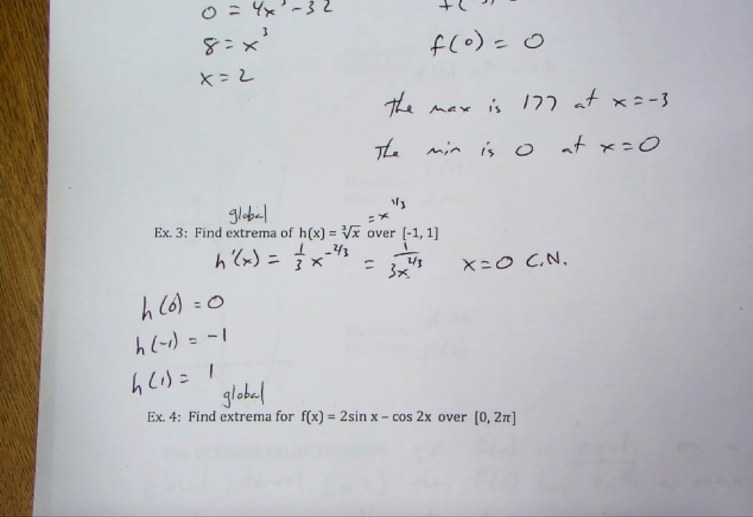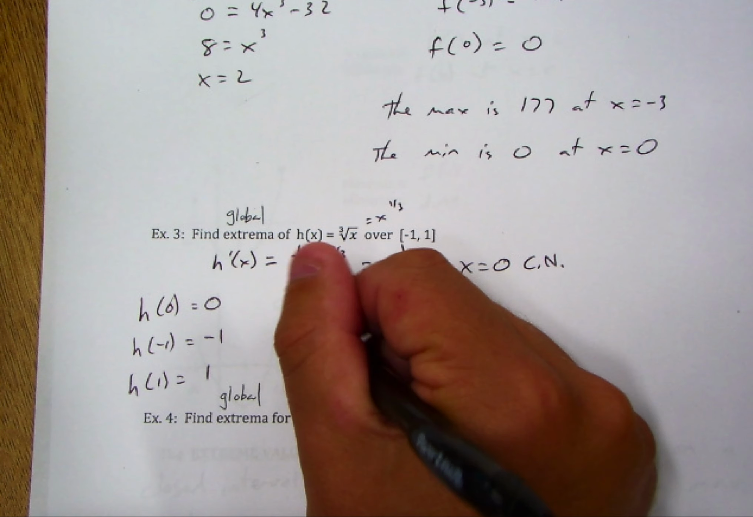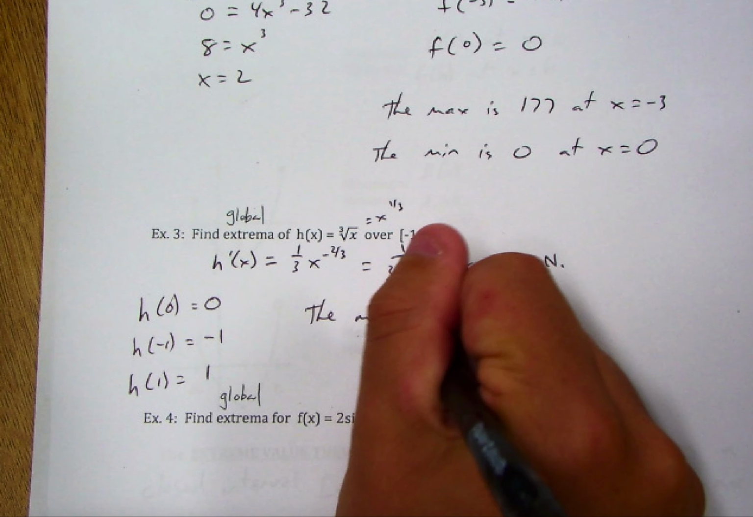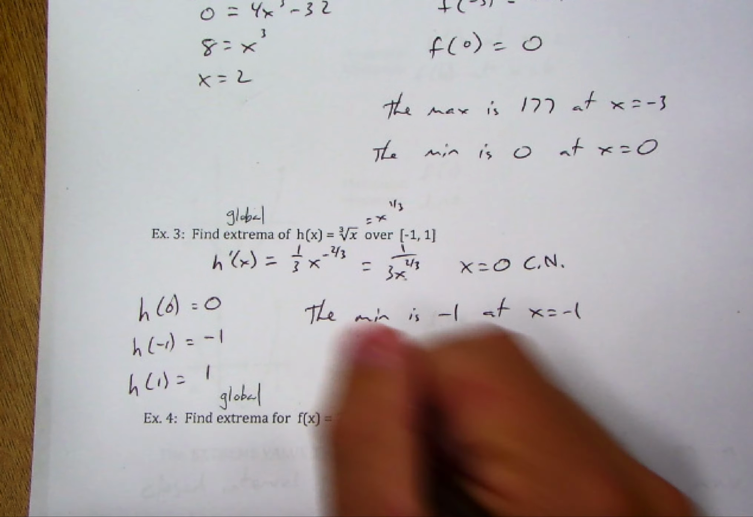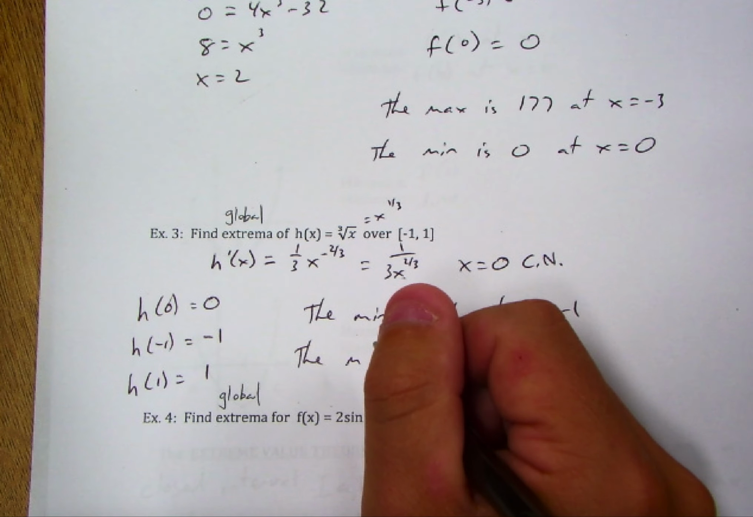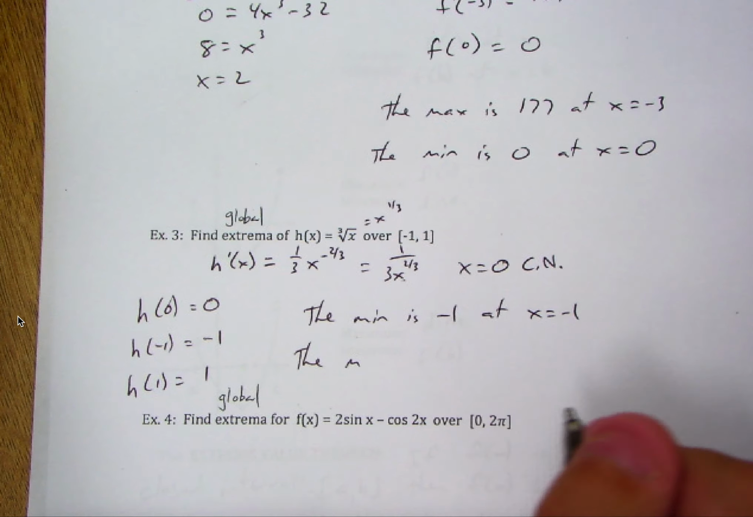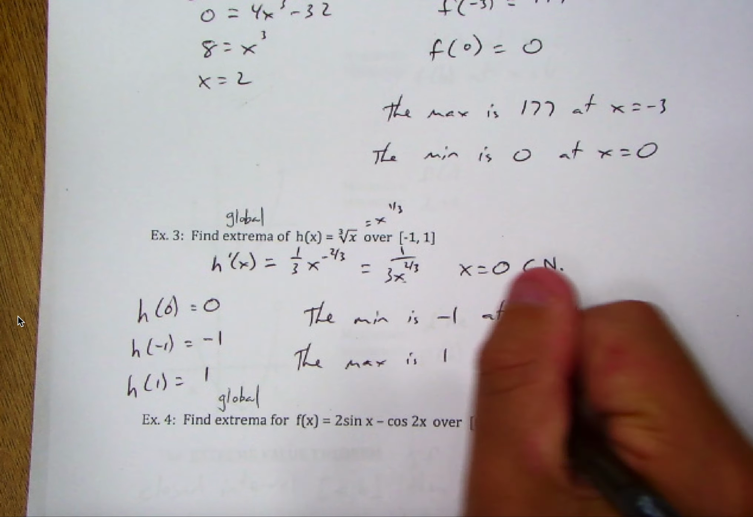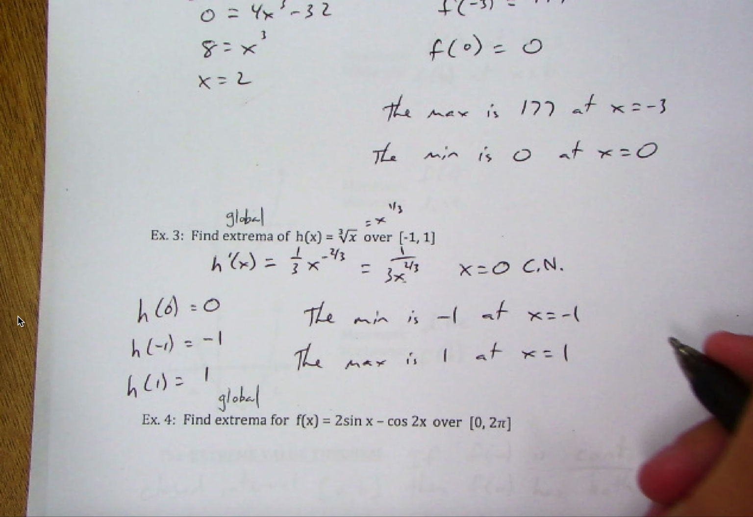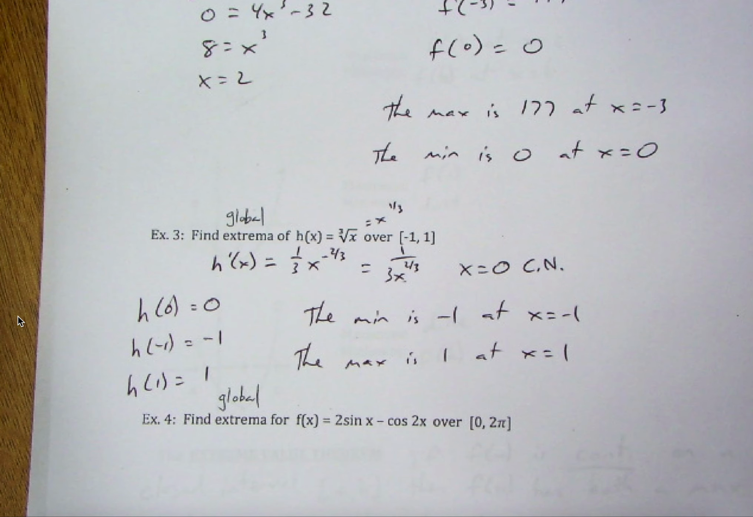And then I just look for the smallest and biggest. So the min is -1 at x equals -1. The max is 1 at x equals 1. That's your procedure. You find your critical numbers, plug them in, and the endpoints, and just analyze.